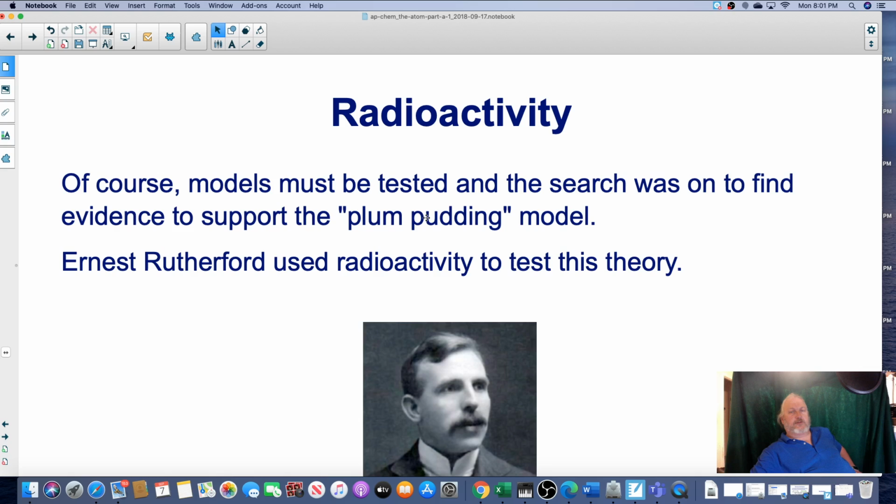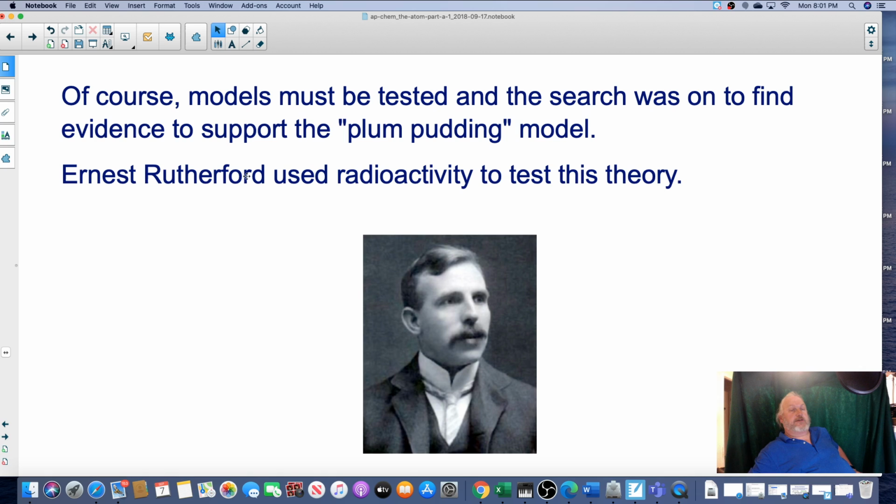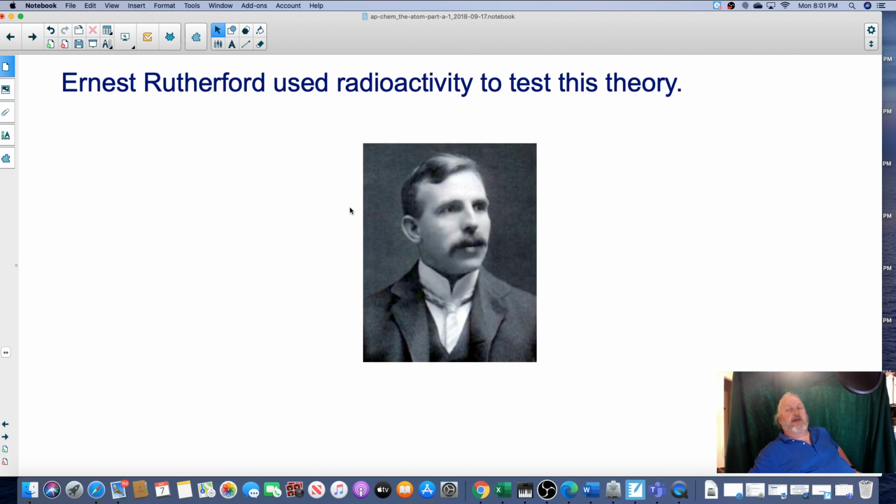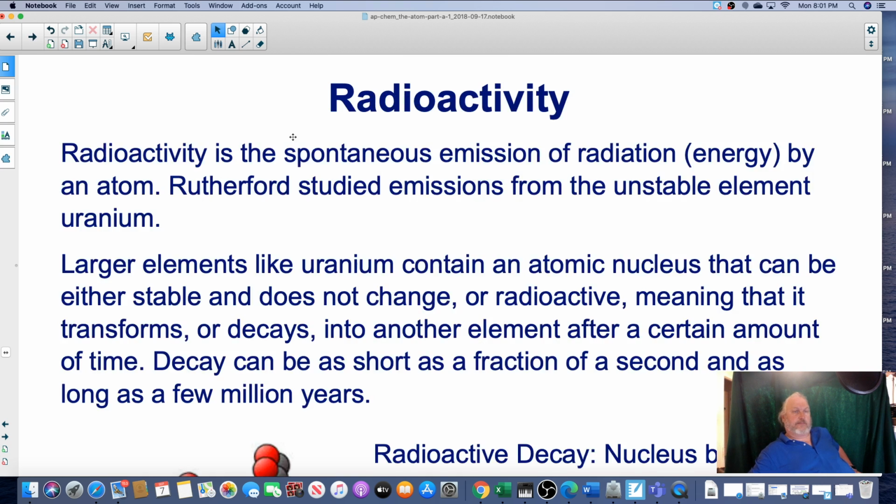So most models must be tested, and the search was on to find evidence to support this. One of his students, Ernest Rutherford, used radioactivity to test this theory. Now, what is radioactivity? It's the spontaneous emission of radiation or energy by an atom. Rutherford studied emissions from the unstable element uranium.